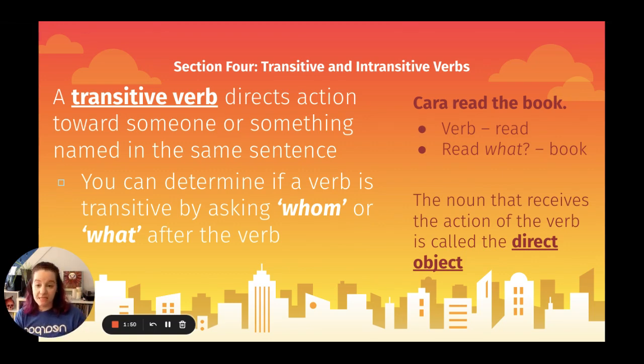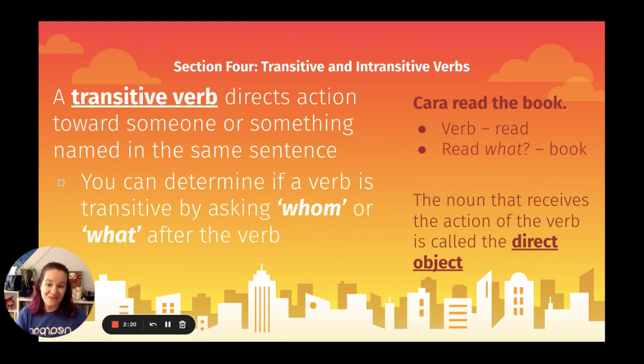We say, all right, what's the subject of this action? Who or what is doing the thing? That's Kara. And then we take this trick. Kara read what? What in the sentence is receiving the action of Kara reading? What answers the question of verb what? And in that particular sentence, the answer is book. Kara read book. So the noun that receives that action of the verb is something we call a direct object.